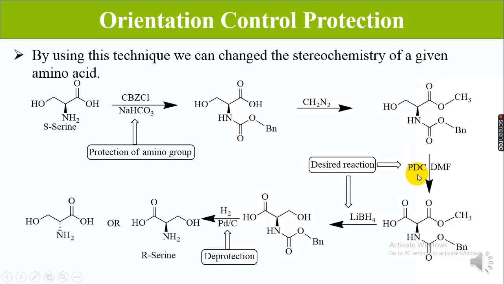And after that we will use oxidation, which converts this alcohol into a carboxylic group, and then lithium borohydride, which will convert this ester again into alcohol. Now deprotection of this amino group takes place in the presence of hydrogen, platinum and charcoal. This amino group will be reintroduced and we will get S-serine into R-serine. So by using protecting chemistry, we change the stereochemistry of the molecule.